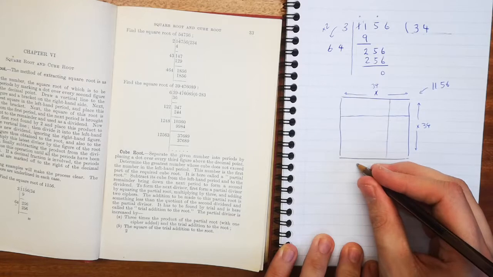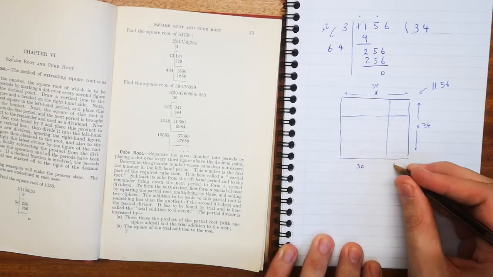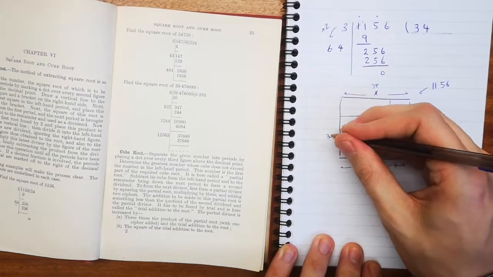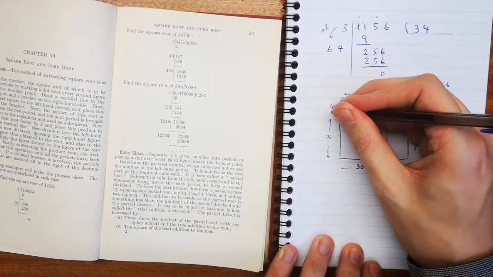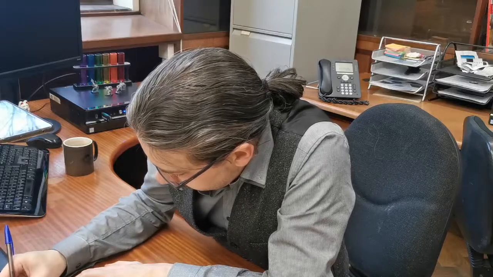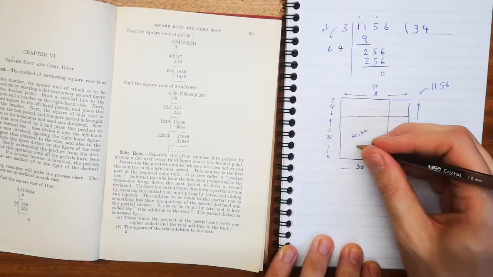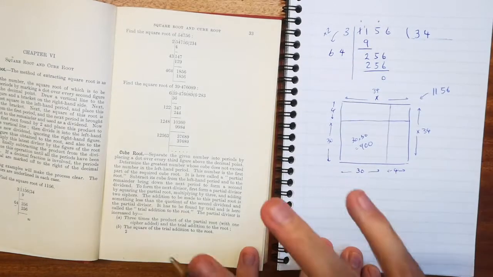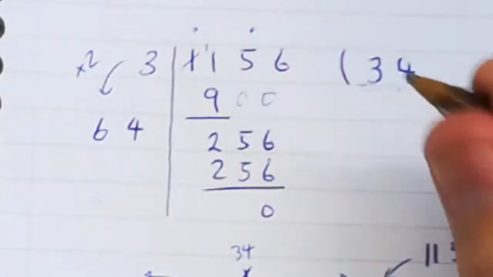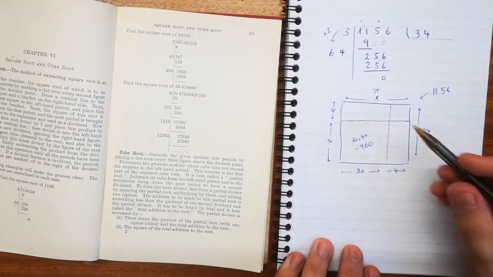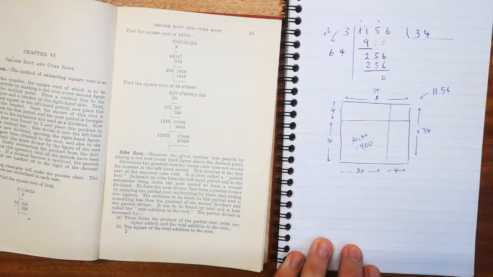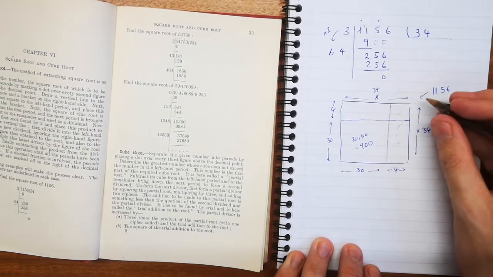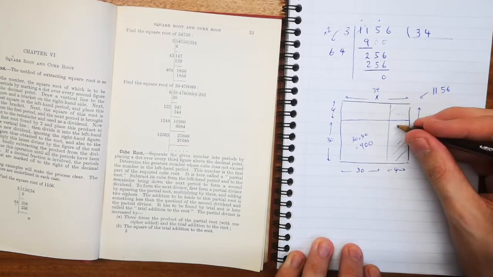So we have 30 and 4 here, and 30 and 4. So what we got here is 30 times 30 for 900. So this 9 here at the top is not really a 9, it is a 9 kind of 100. So we're working out that as a perfect square. And the rest of the square are these three areas, which must add up to, in total, 256.